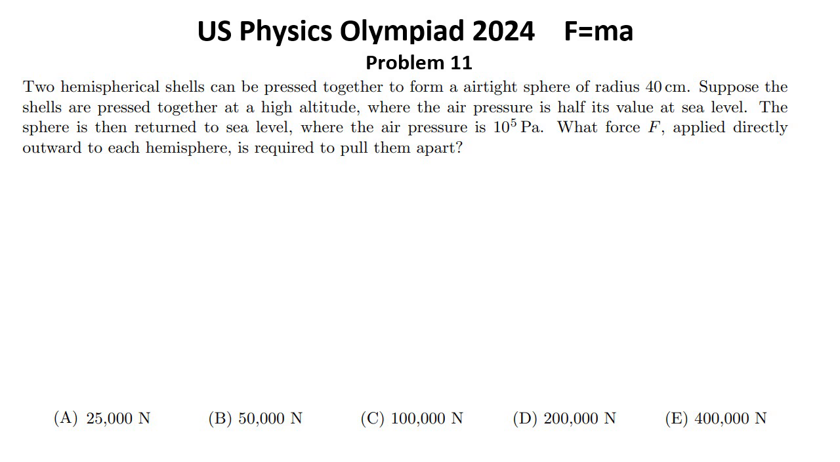Solution to problem number 11. The inward pressure force on each hemisphere is pi r squared delta p, where r equals 40 centimeters and delta p equals 10^5 pascals. Plugging in the numbers gives a force of 25,000 newtons. That was the answer A. And that was the solution for problem number 11.